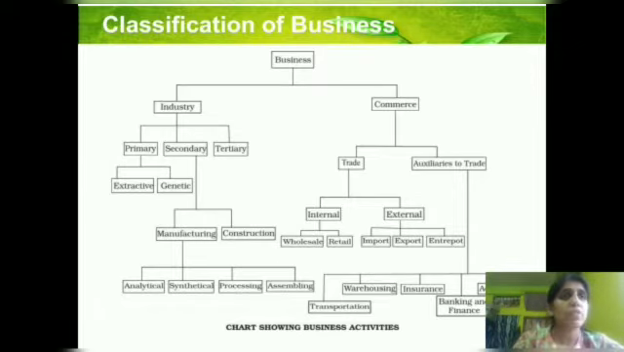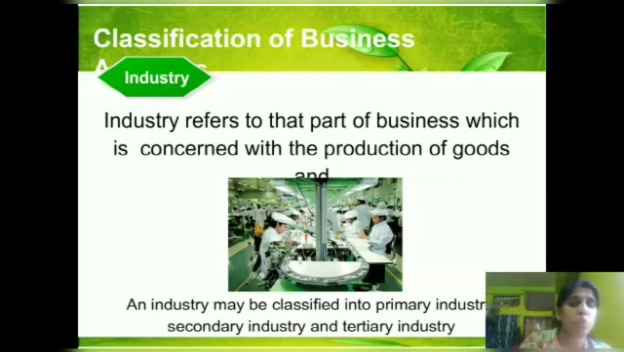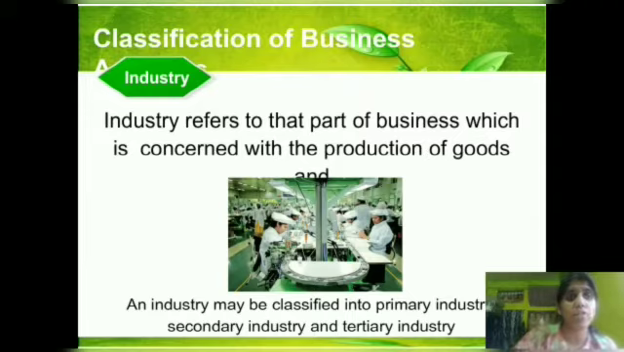So let's cover the first part, industry. Before moving on to the types, first see what industry actually is. Industry refers to any economic activity which is concerned with the conversion of resources into useful goods. It means that the main part of industry is to convert the resources into useful goods. You have the raw materials. From those raw materials, you make the useful goods. So the first important thing is converting resources into useful goods.